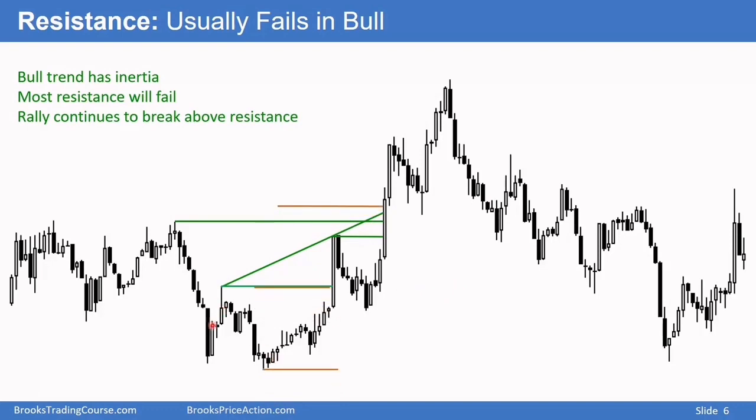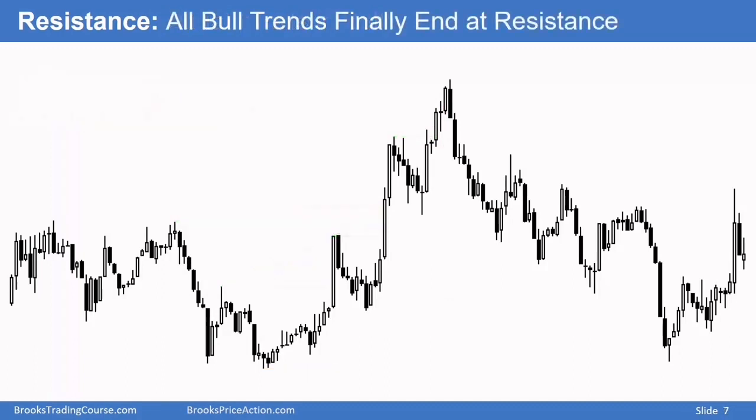We have a measured move target. We have a double bottom, a neckline, and a measured move. The market ignored the measured move target and went strongly above that as well. Potential double top, the market ignored it. I said a strong trend, a strong bull trend ignores resistance. A strong bear trend ignores support. However, all bull trends finally end at resistance, so it's important to keep looking.